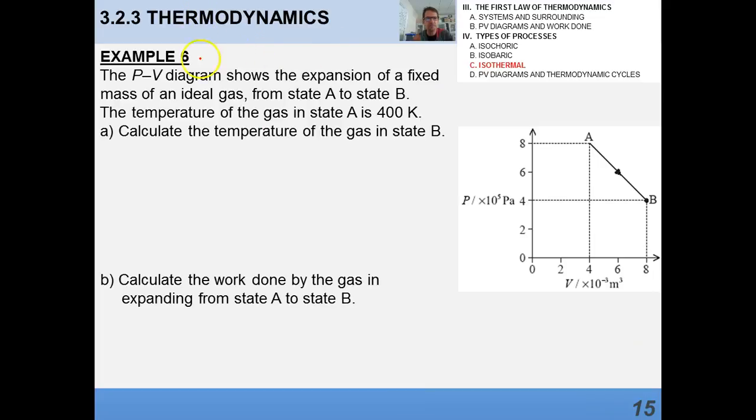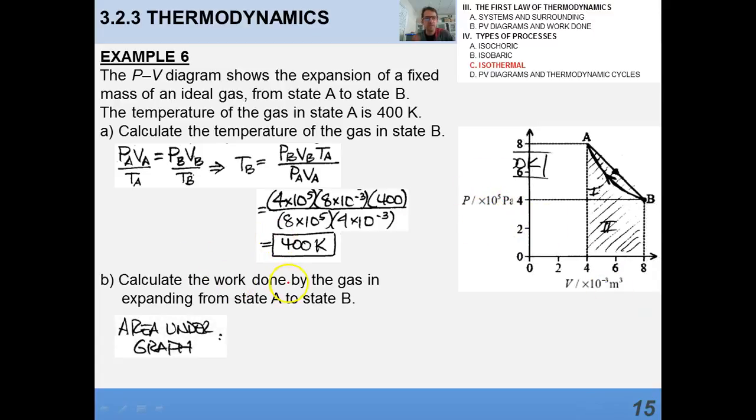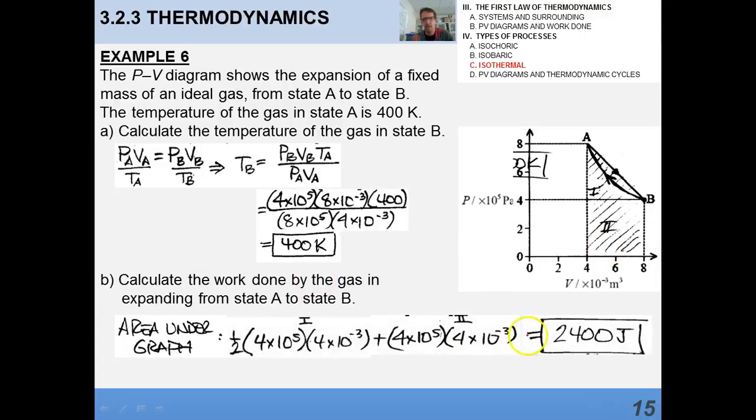Here's an example. Calculate the temperature of the gas in state B. This is a great example. So I'm setting up my ideal gas law application here, and I get 400 K. The values here are simply read off of the graph. Notice the powers of 10 on the X and Y axes. The work done going from state A to state B is the area under the graph. It's very straightforward: 2,400 joules.